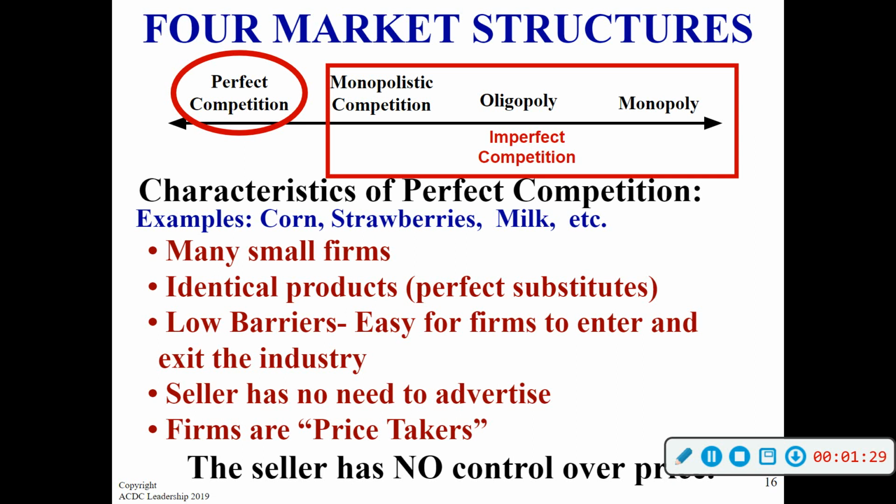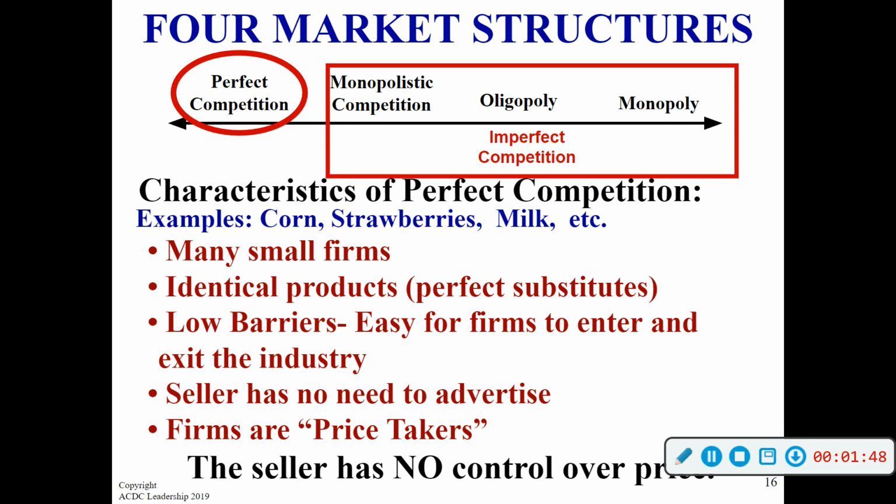Low barriers to entry and exit means firms can enter and exit the market very easily. If you want to sell tomatoes in the tomato market, we'll grow some tomatoes, show up at the farmer's market, sell your tomatoes, there you go, you're good to go. There may be a form you fill out. If you want to sell corn, we'll quit growing tomatoes, start selling corn, and there you go. You left one market, you entered another market.